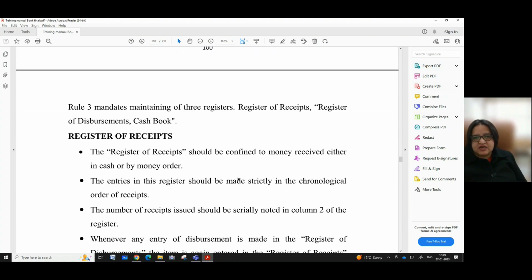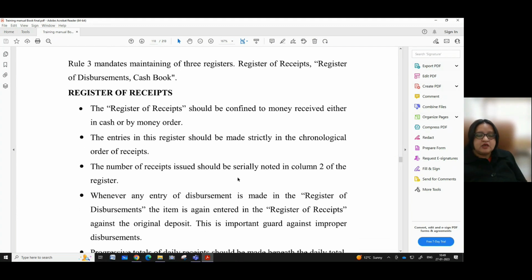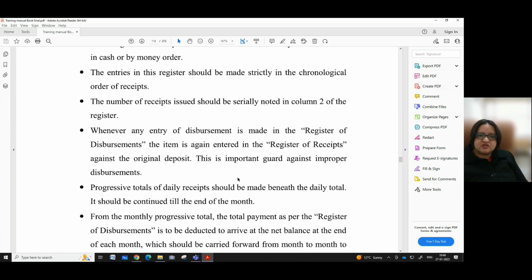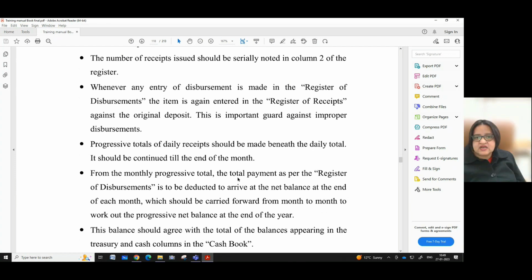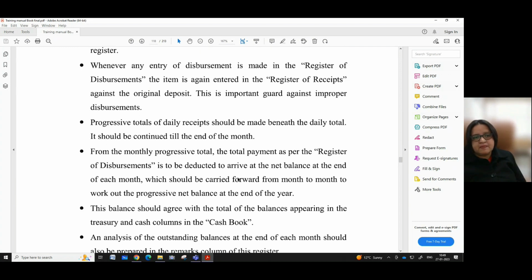The main registers and their entries, Volume 2, Chapter 8D, Rule 3. Rule 3 mandates maintaining of three registers: Register of Receipts, Register of Disbursements, Cash Book. Register of Receipts. The Register of Receipts should be confined to money received either in cash or by money order. The entries in this register should be made strictly in the chronological order of receipts. The number of receipts issued should be serially noted in column 2 of the register. Whenever any entry of disbursement is made in the Register of Disbursements, the item is again entered in the Register of Receipts against the original deposit. This is an important guard against improper disbursements.